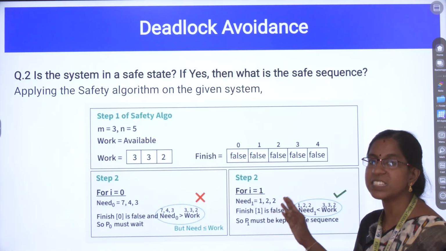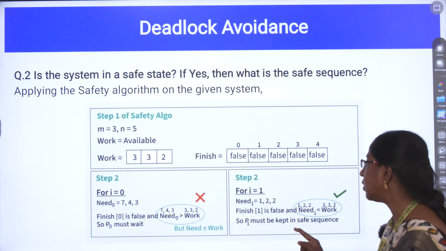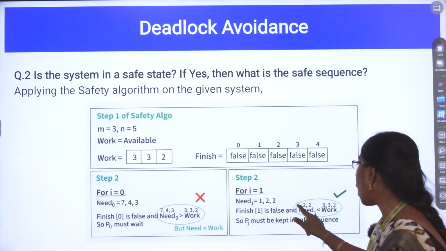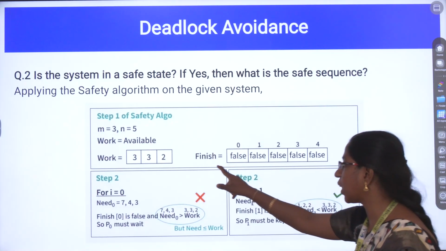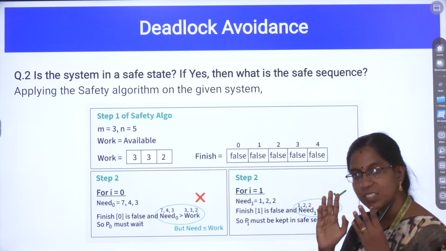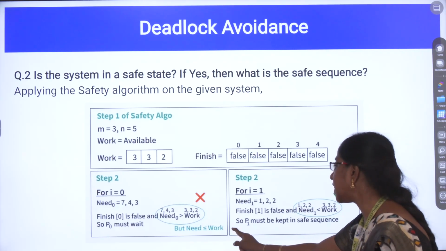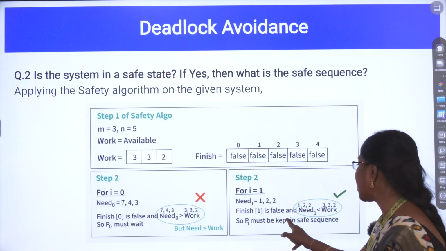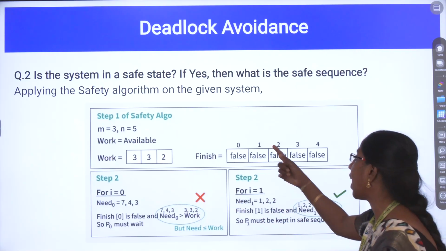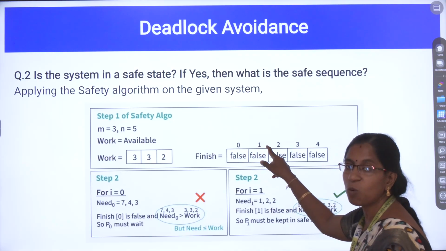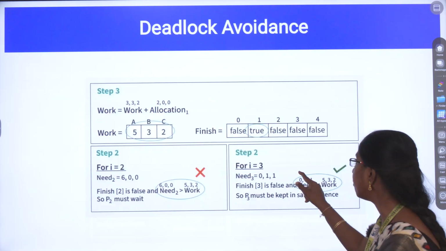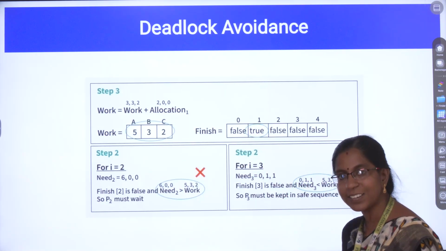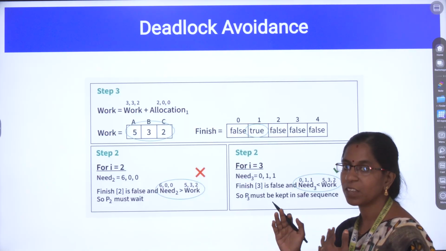This is for i equal to 1, process P1. We take the need of process P1, which is 1 2 2. Now we check 1 2 2 with work 3 3 2. The condition is satisfied, need is less than work. So P1 must be kept in the sequence, and we change finish of 1 to true because the condition is satisfied.